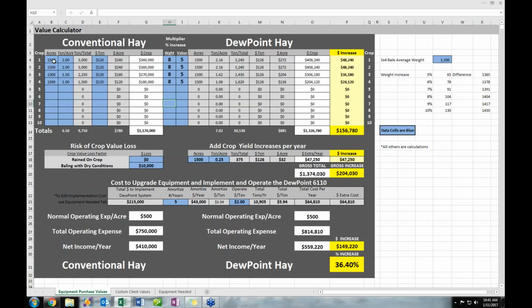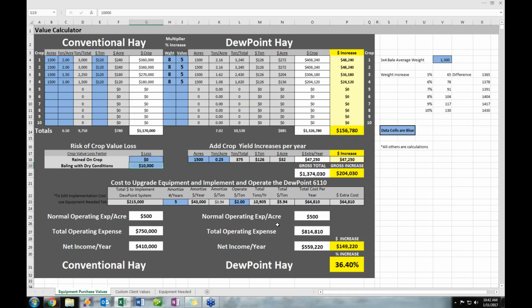So they take a 1,500 acre farm operation. We're still at 120 bucks a ton. We're at 8% increase, so we're increasing almost 100 pounds per bale, getting them to an average of 1,400. We've got a 5% increase. We're jumping $6, so we're going to get hypothetically almost $6 more per ton.